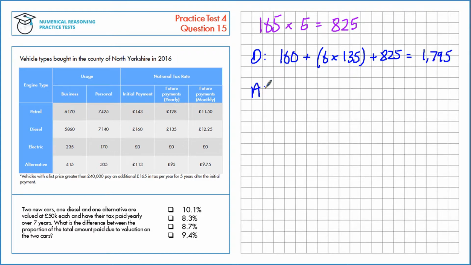Same for alternative now. So for alternative, we have a total of 1,508. Next, we're looking for the difference between the proportions.